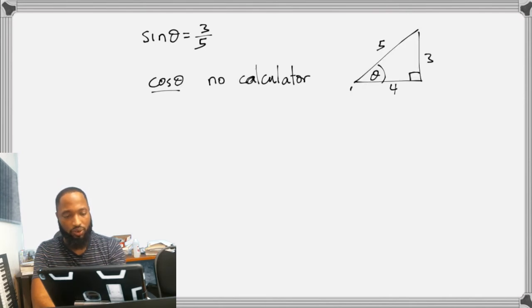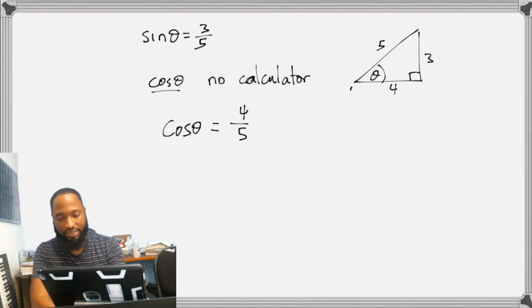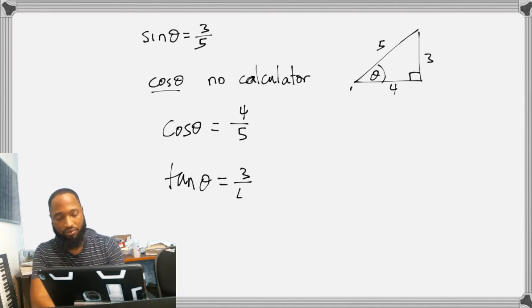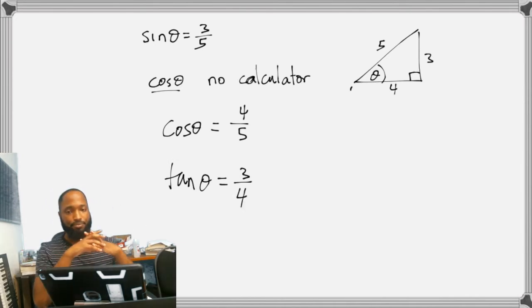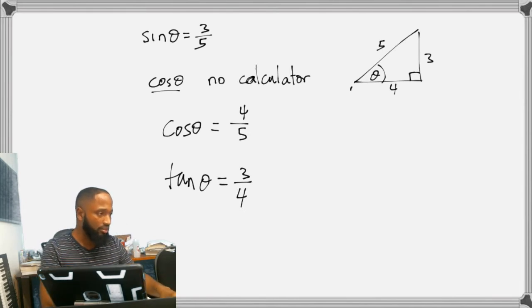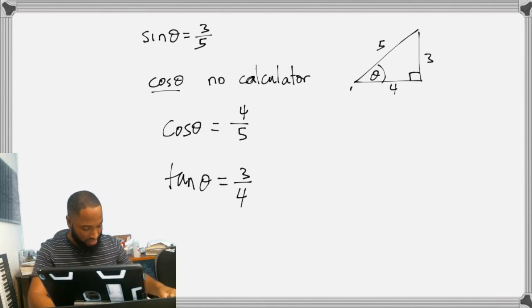So now we can just jump down and say cos theta will have to be the adjacent over the hypotenuse, which is 4 over 5, and tan theta will have to be opposite over adjacent, so 3 over 4. Simple as that. Easy thing.